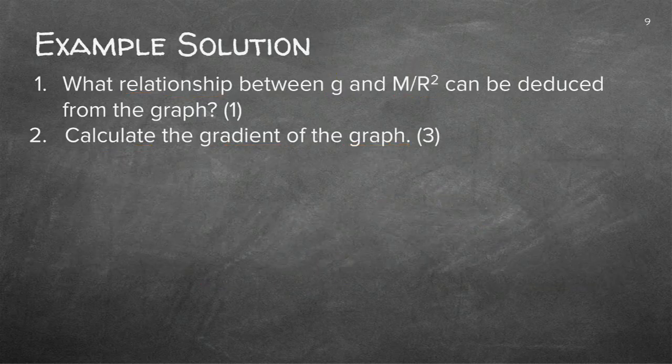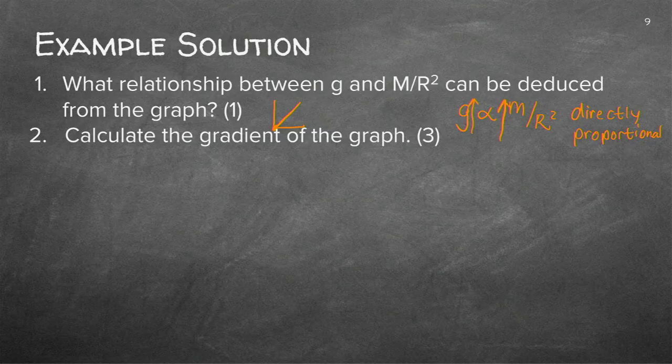So let's see. What's the relationship between G and m over r square? Now, if you remind yourself, it was a straight line through the origin, so I can immediately say G is directly proportional to the value of my x-axis. Directly proportional. What does that mean, guys? It says if there is an increase there, this value will increase as well. And that's what you saw on your graph.